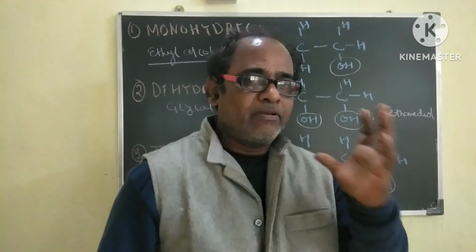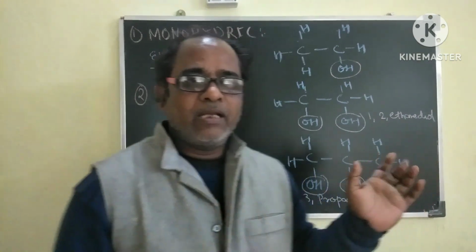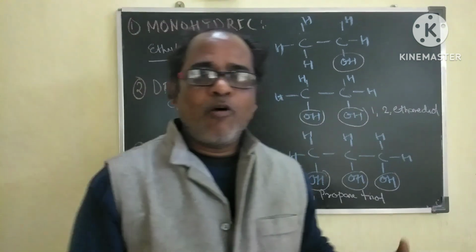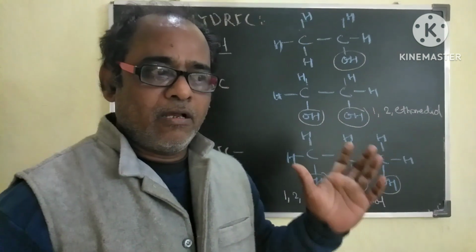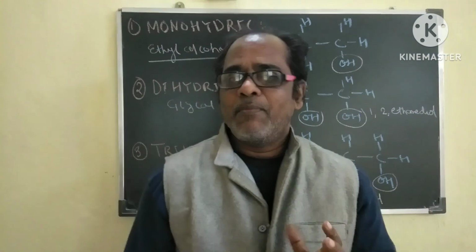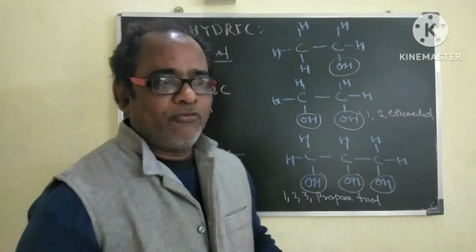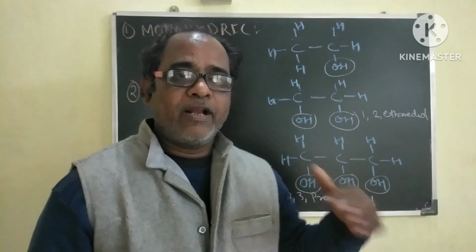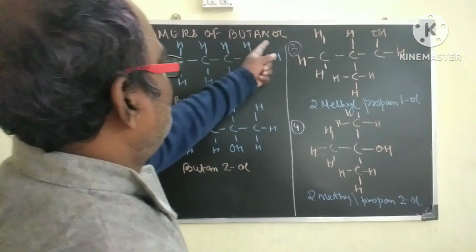Also, alcohols form isomerism, but remember that methanol and ethanol don't form any isomerism. The isomerism starts with propanol, that is from 3 carbon atoms, and furthermore. Let's have a structure of the isomerism right from butanol. We will now go with the isomers of butanol.